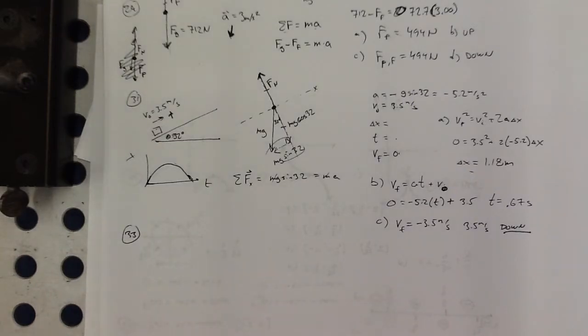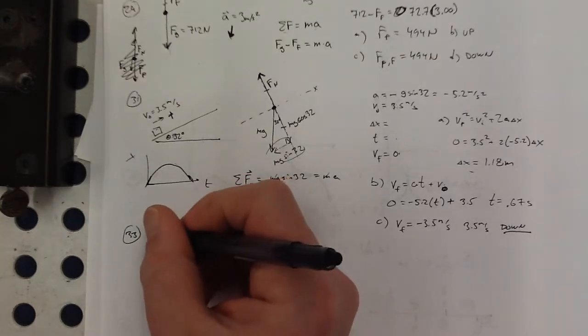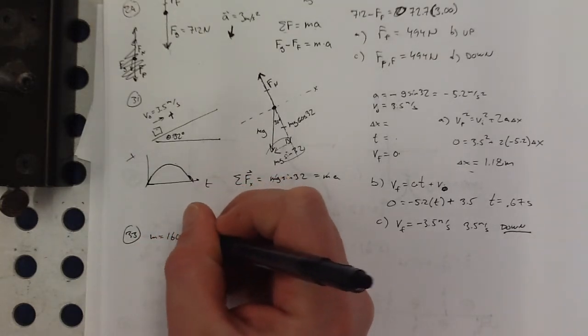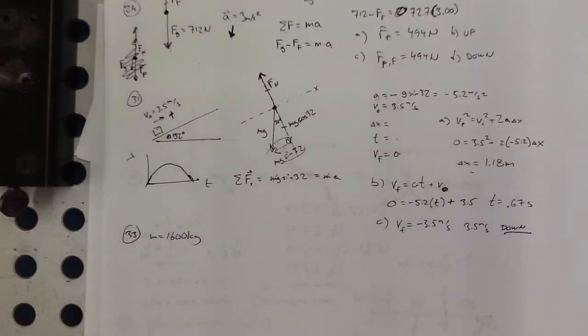33. An elevator cab and its load have a combined mass of 1,600 kilograms. Physics teachers love elevators. Did you know that? Find the tension in the supporting cable when the cab, originally moving downward at 12 meters per second, is brought to rest with a constant acceleration in a distance of 42 meters.